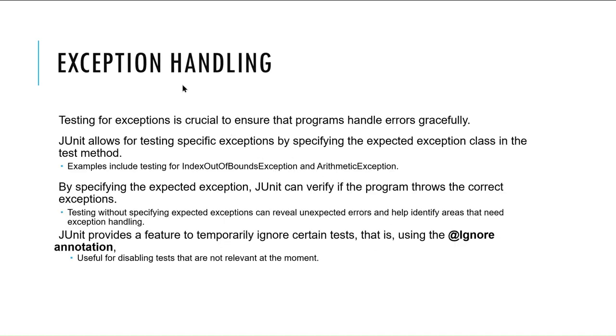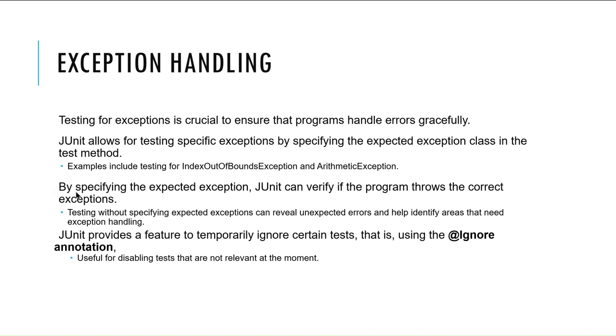Now, on to exception handling. Testing for exceptions is crucial to ensure that programs handle errors gracefully. JUnit allows for testing specific exceptions by specifying the expected exception class in the test method. Examples include testing for index out of bounds exception and arithmetic exception.